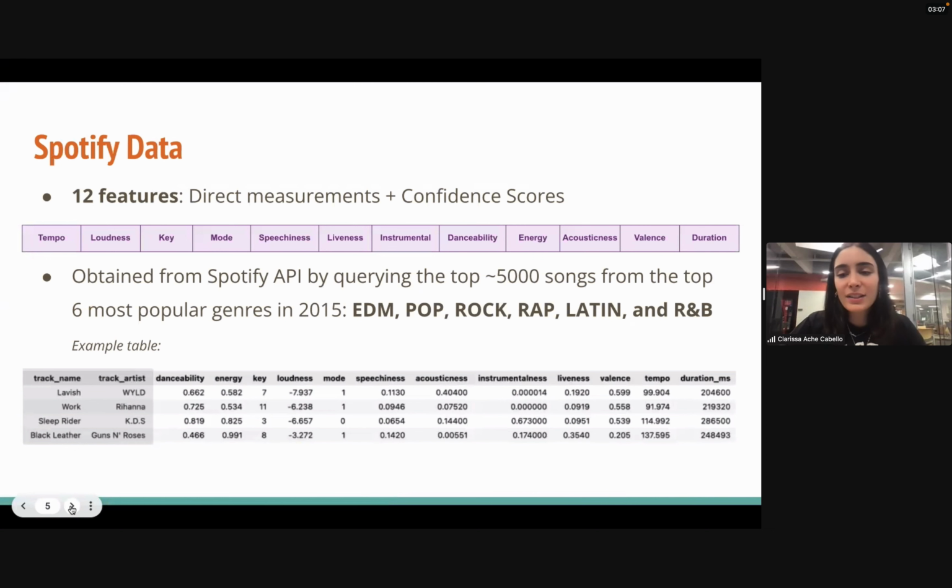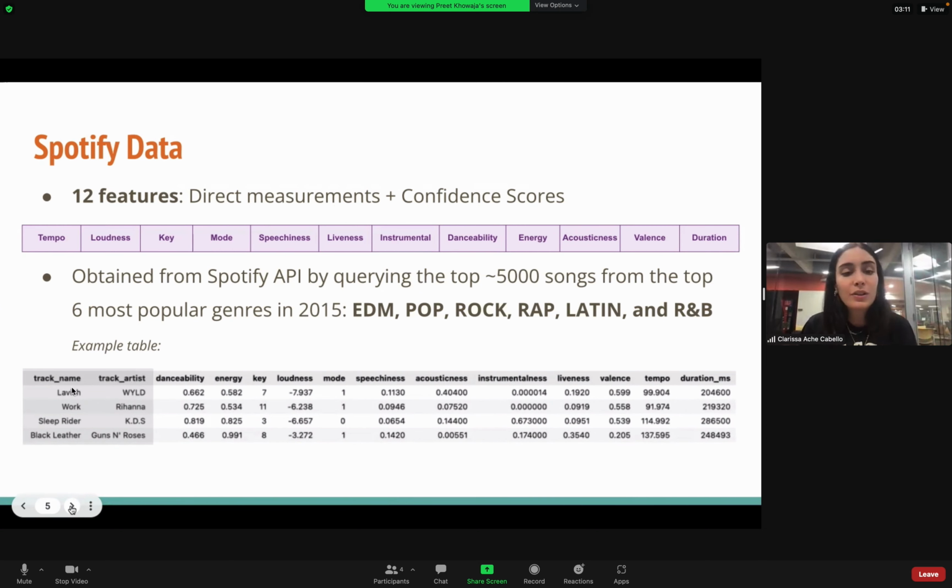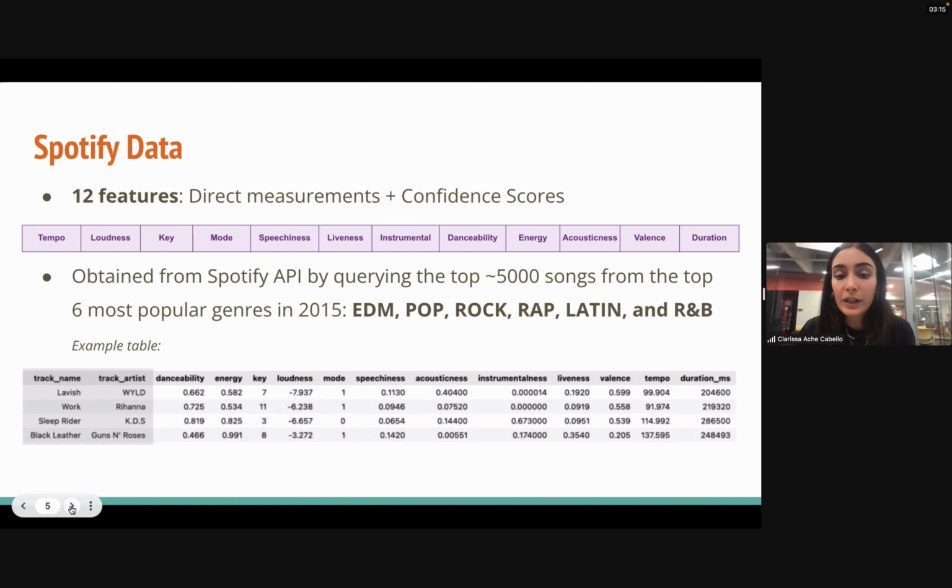Thanks, John. As you can see in the previous slide, at the beginning we obtained the data from the Spotify API. We used a query of the top 5,000 songs from the most popular genres in 2015. From Spotify, we also obtained 12 measurements. These are 12 features. Some are confidence scores, some are direct measurements of the actual song characteristics. At the bottom of this slide, you can see a sample of how these look.